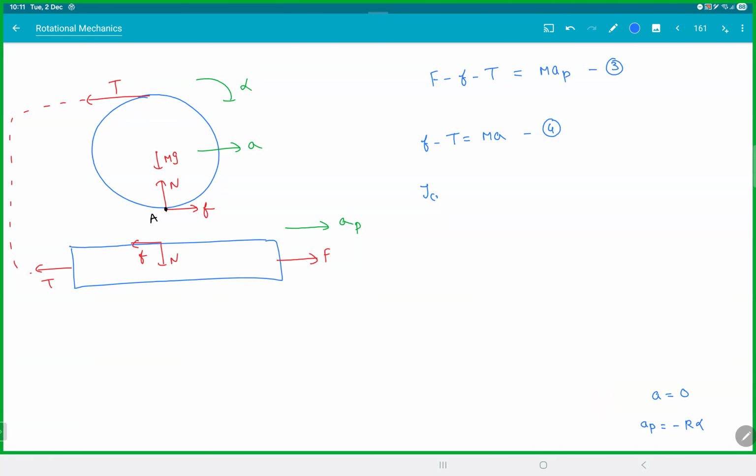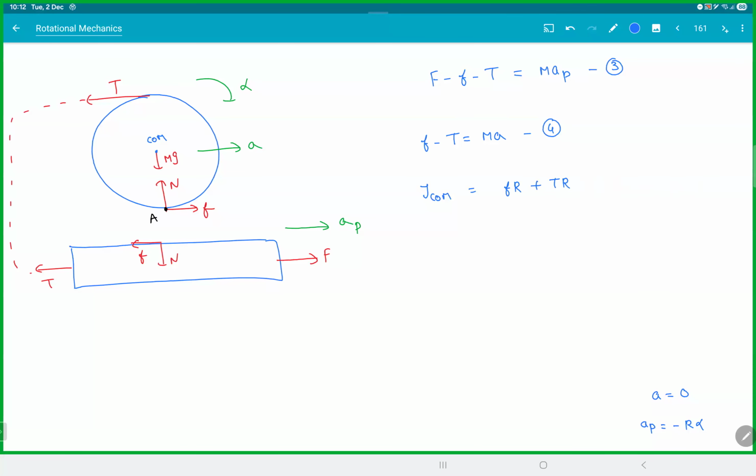Then we'll take torque about the center of mass. Like I said, you can't take about A, so center of mass is always the safest point. But be careful here. I took the alpha direction wrong. That will be F into R plus T into R. Then I took I about center of mass, but I took alpha in the opposite direction, because F ka torque is this way, T ka torque is this way.